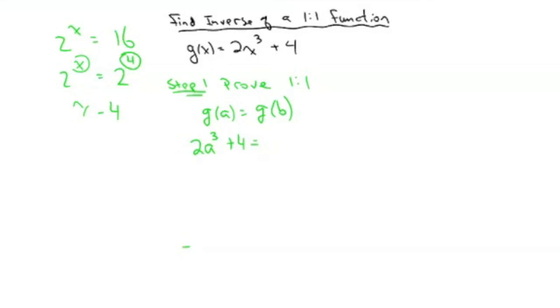Okay, this side. Ready? Let's see if it goes quicker. G of b is 2b cubed plus 4. Amazing. The light bulb went on. Yes, they are equal.